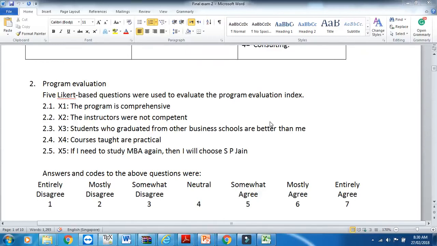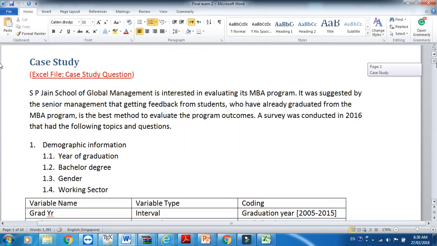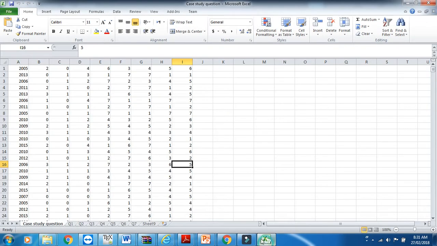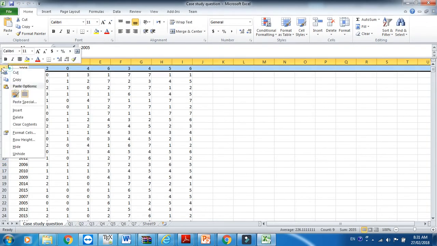Cronbach's alpha, the solution of an old exam. In this old exam case study question, an instructor is trying to evaluate the MBA program, and one of the constructs is to evaluate the program itself. Five 7-point Likert scale questions are being used, x1 to x5, and the answers to these questions are shown in the Excel sheet.